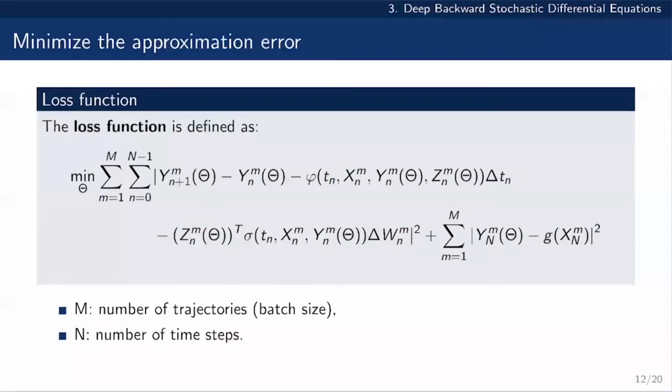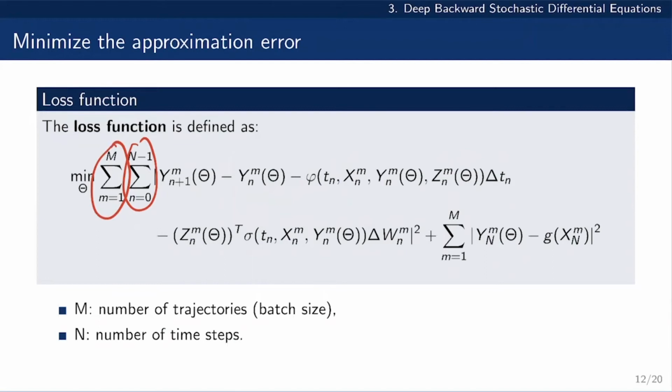So the way we train the neural network is basically by minimizing the approximation error. And we build this big loss function, but it's actually not that complicated. First of all, you have a sum with respect to the number of time steps, and you have a sum with respect to the number of trajectories, okay?